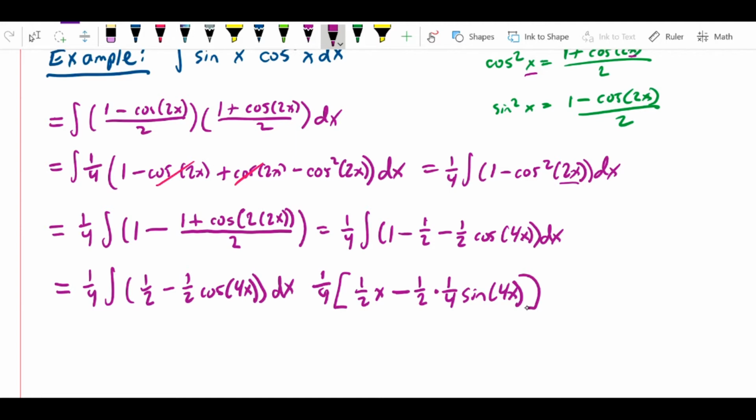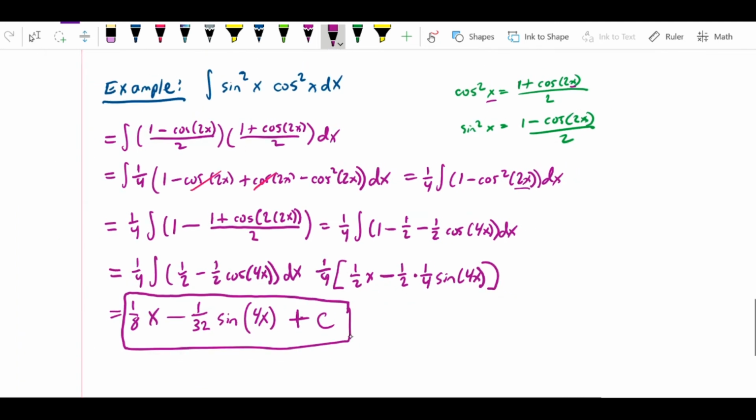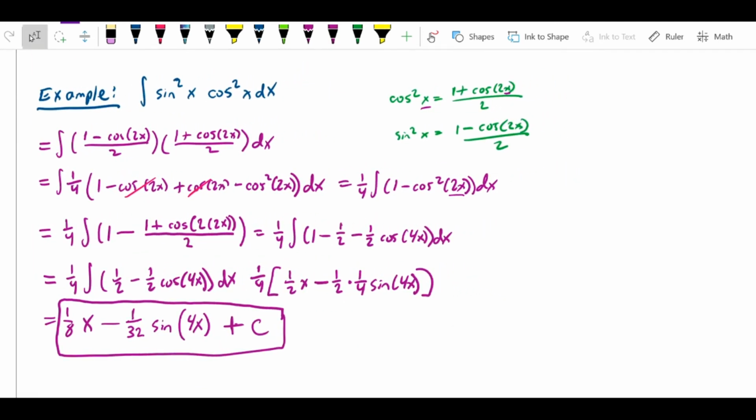And then we can just simplify. This becomes 1/8 x minus 1/4 times 1/2 times 1/4, that comes out to 1 over 32 sine of 4x. And of course, the hardest part of the problem is the plus c. And there we go. That is the integral of sine squared x cosine squared x.